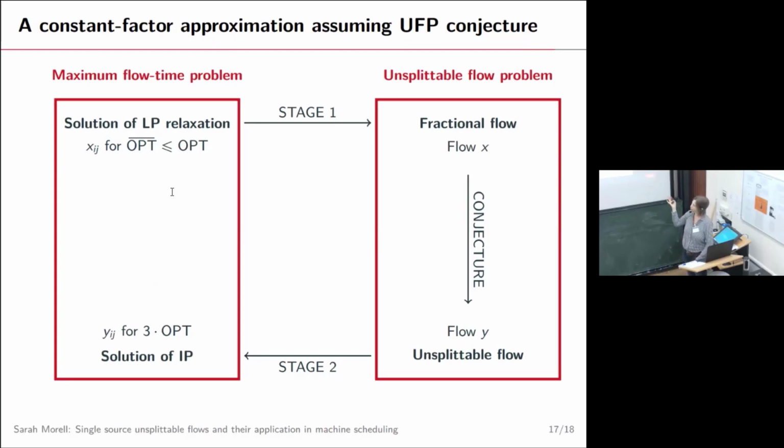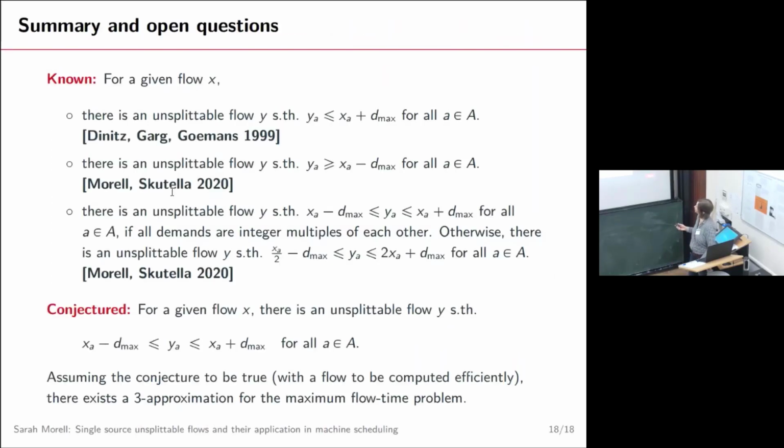to turning this unsplittable flow into a solution of the IP, and it turned out that this actually satisfies this approximation of 3 opt. Okay, so this kind of conjecture or the unsplittable flows in general are very interesting for the machine scheduling.